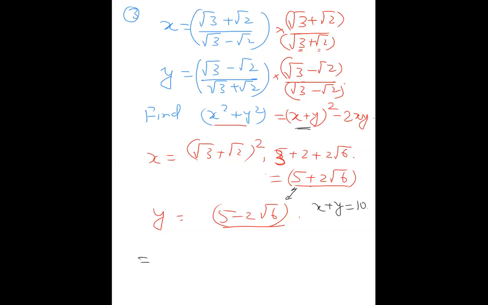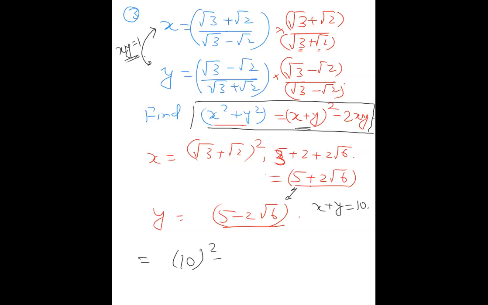And what is x into y? Initially the question was given the reciprocal to each other. So x into y when multiplied, it is giving 1. So from this formula, we can say this x plus y is 10 square minus 2 into xy is 1. So this is 100 minus 2 coming as 98. Simple, but you have to apply the basic formulas.